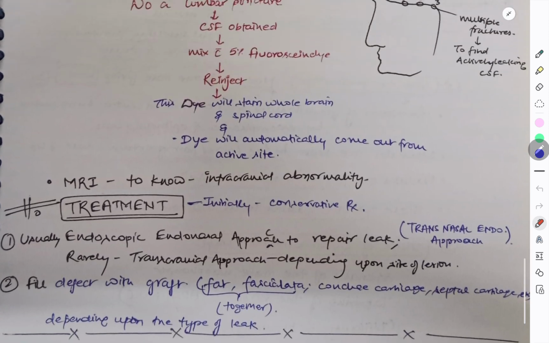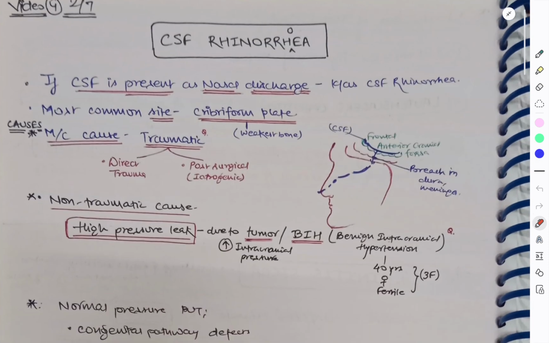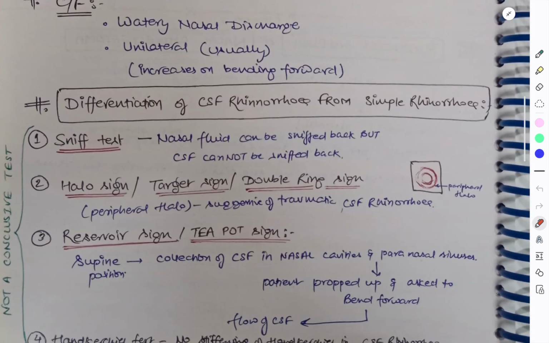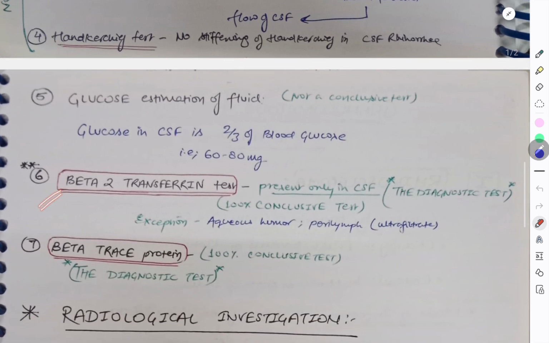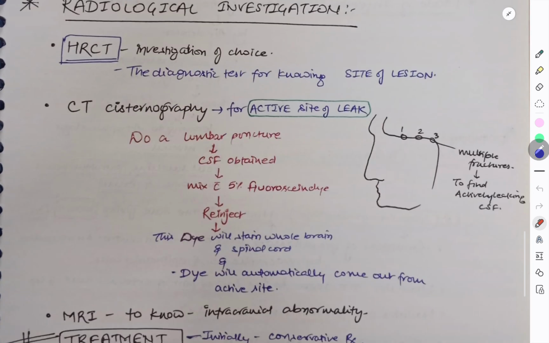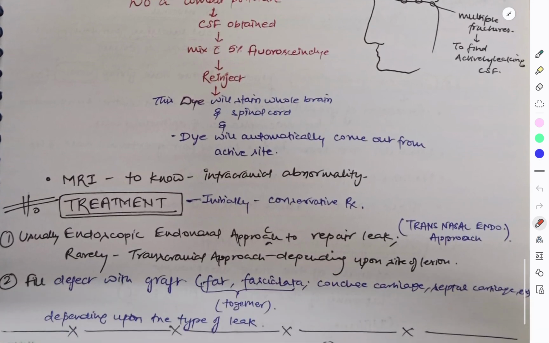So this was about CSF rhinorrhea. What is the main cause? What are the clinical features? How to differentiate? What is the diagnostic test, that is beta 2 transferrin protein? What is the radiological investigation? What is CT cisternography? And then what is the transnasal endoscopic and transcranial approach, and how to treat? What are the grafts that you use?